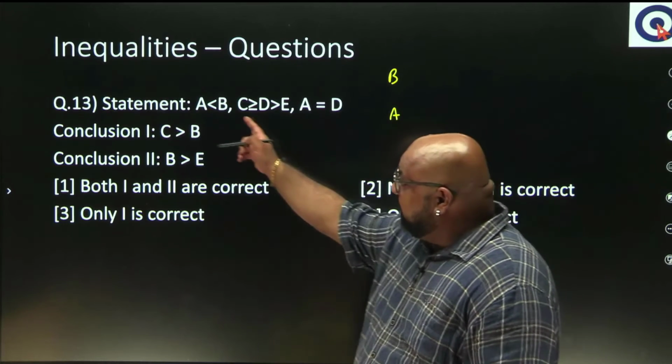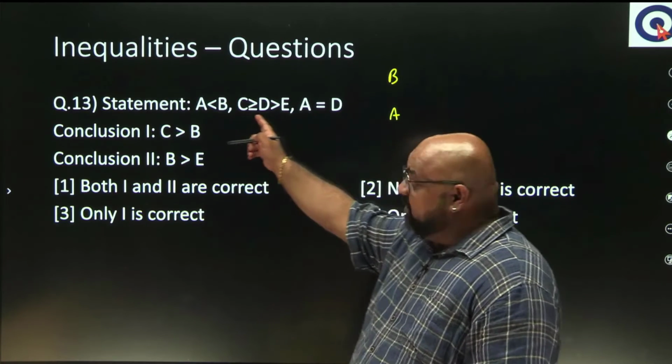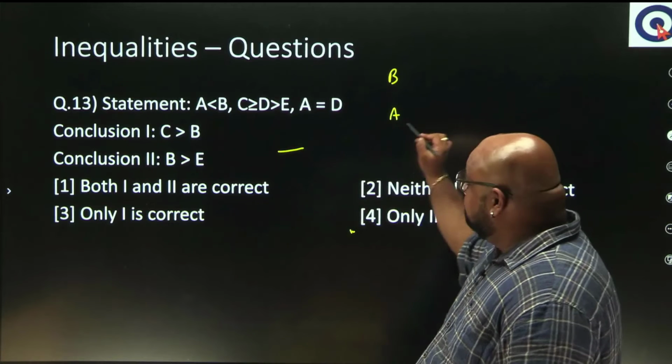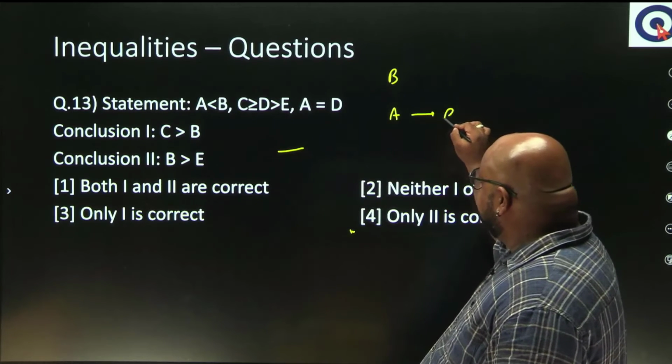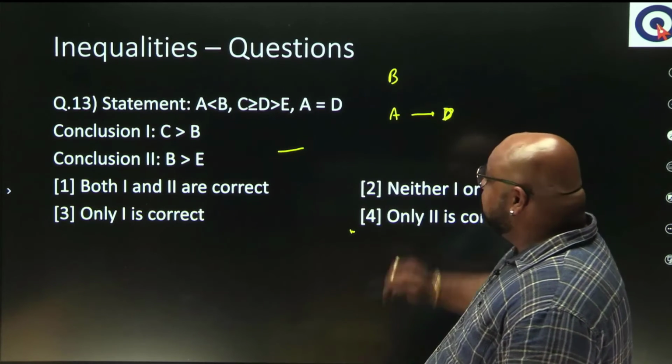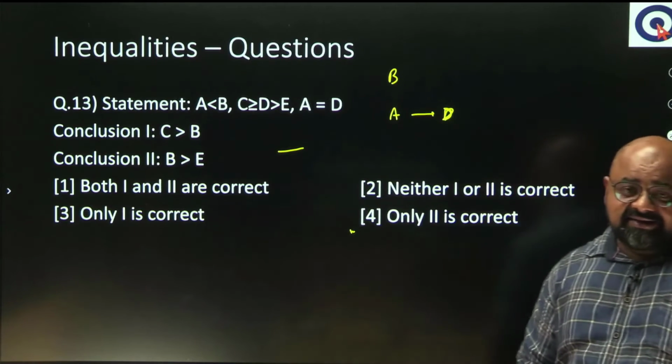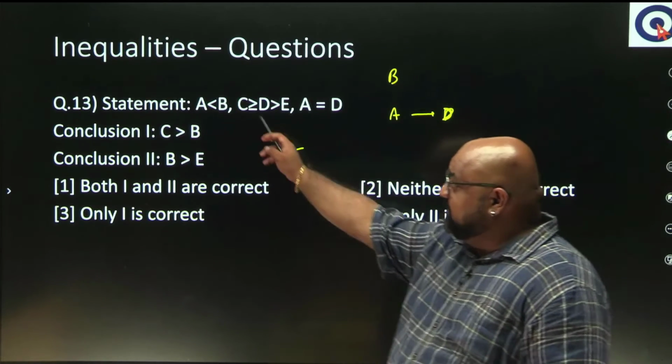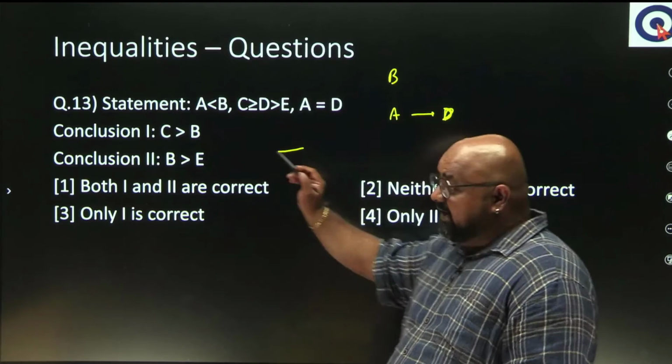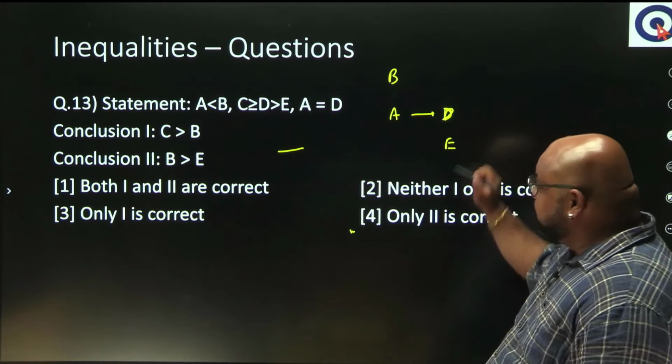Then I look at any information given about A and B. It is given that A is equal to D. So A and D will be in the same range, same plane, so to say. Next, C is greater than or equal to D, D is greater than E. Therefore, D will be below E for sure.